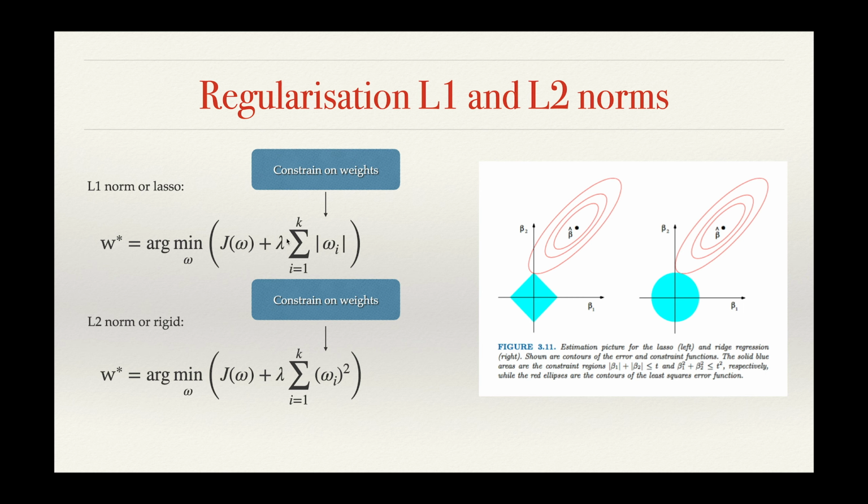We usually have two types of regularization: L1 and L2 norms, or regularization. They are also called lasso for L1, and ridge for L2. The difference is that in lasso, we need to minimize the sum of the absolute values of the weights, and here we need to minimize the sum of the squares of the weights.